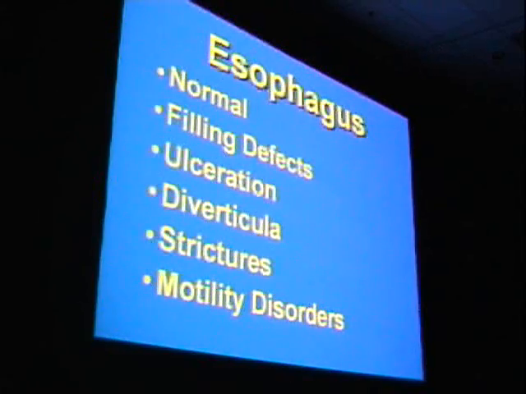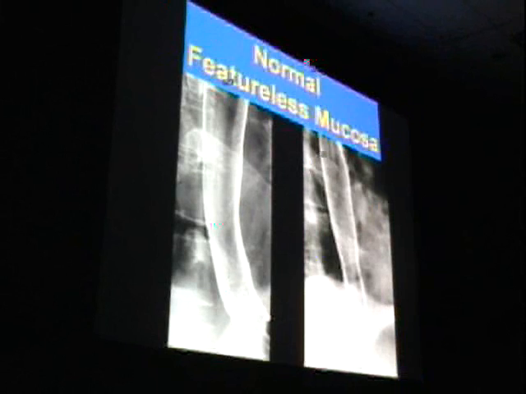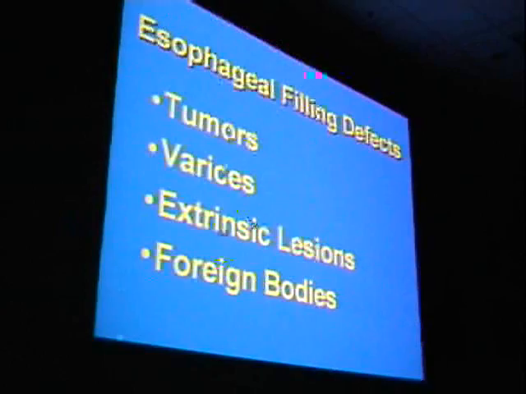Now, I'll just very briefly mention normal anatomy. We'll talk about filling defects, ulcerations, causes of those, diverticula, strictures, and motility disorders. The esophagus, if we can catch it in good double contrast technique, should look like this. It looks like a featureless mucosa. Unfortunately, as you know, this is about a 50-50 proposition. It depends upon how well the patient can swallow, how much contrast they can swallow, and how well air refluxes back up the esophagus while they're swallowing.